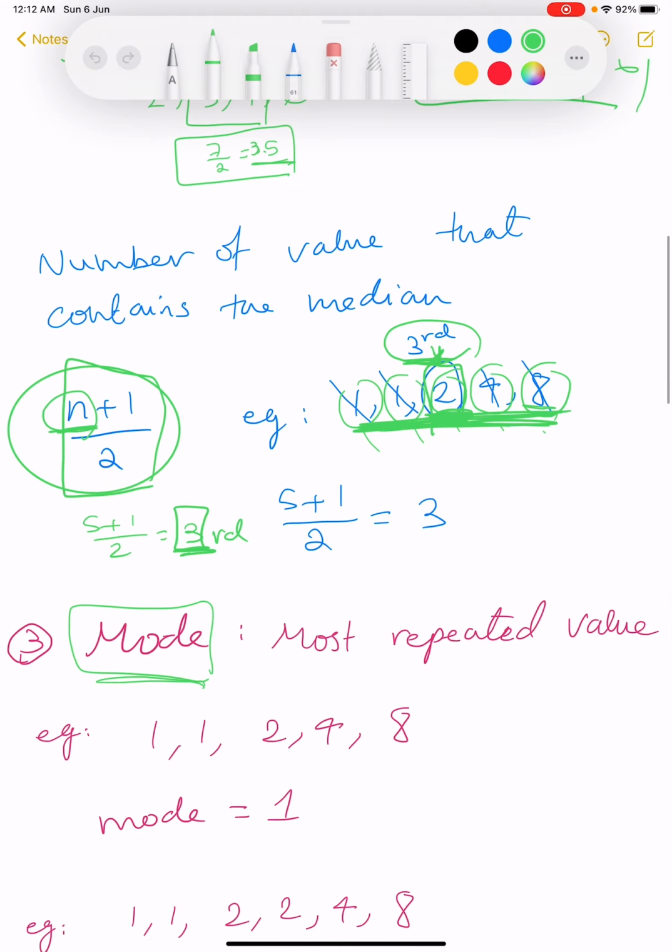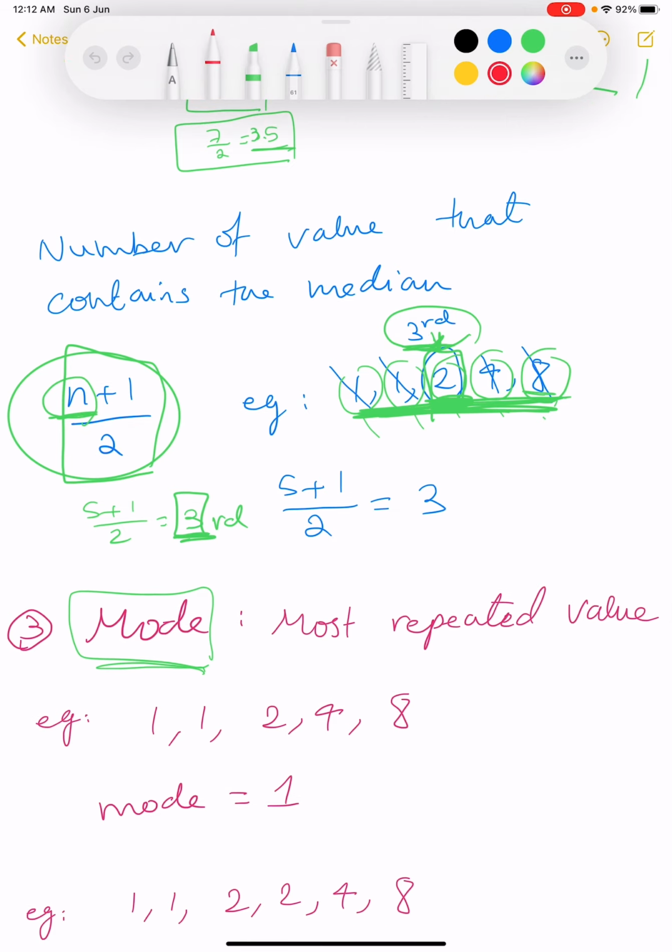And take another example. If we have these values, 1, 2, 3, 4, and 5, the median here is 3. How do we get this? We have 1, 2, 3, 4, and 5. 5 plus 1 over 2, again the same thing. It will be 3, so the median is the third value, which is 3.